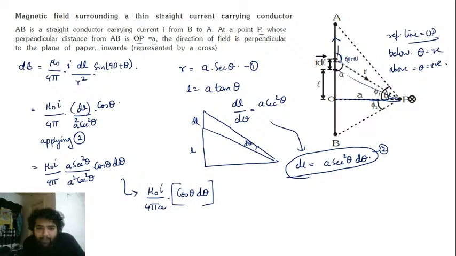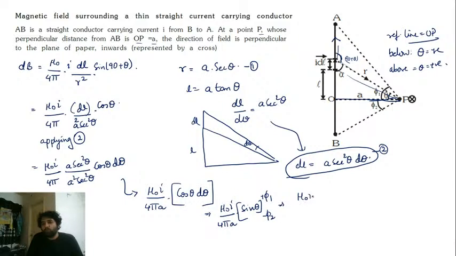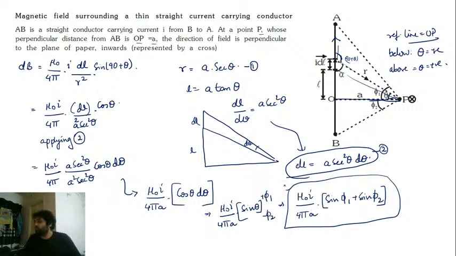So mu naught I by 4 pi a into cos theta d theta is the value. और इसका integration क्या होगा? mu naught I by 4 pi a into sin theta from minus phi 2 to plus phi 1. तो इसका value क्या आया? mu naught I by 4 pi a into sin phi 1 minus sin minus phi 2, which will become plus sin phi 2. तो ये एक फॉर्मूला आपको याद रखने से it will become much easier for you to solve.